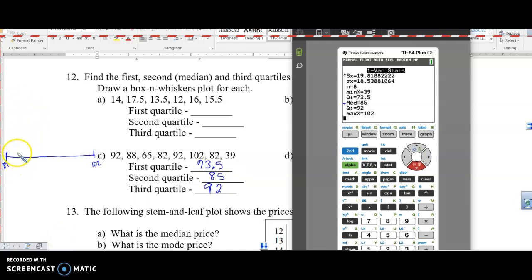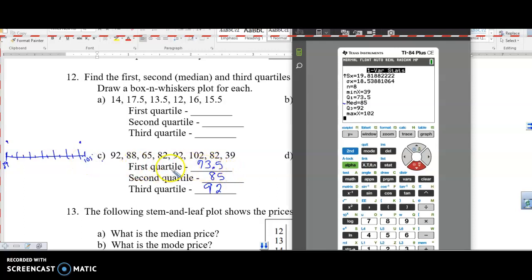Okay, so if that's about 40, so 50, 60, 70, 80, 90, 100. So I didn't quite need that far. 102 would be about right here. Because remember, our whiskers are the big end and the low end, right? That's our whiskers. Now let's try to do this box here, okay?